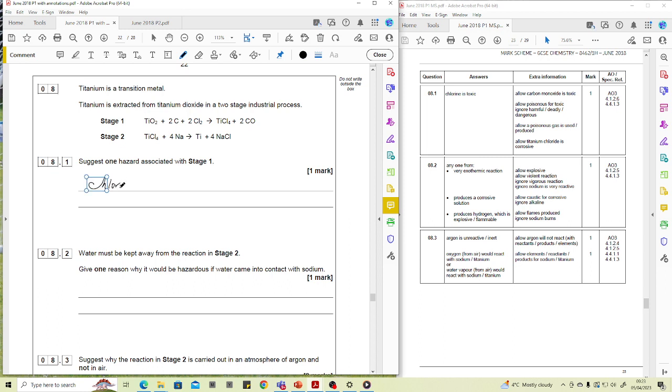And we're going to use the correct technical term. If it kills you, it's toxic. That's it. So anytime you come across chlorine, toxic is the word to use.